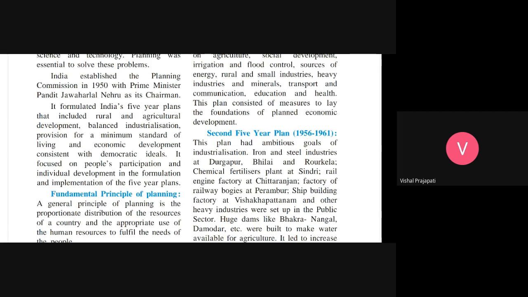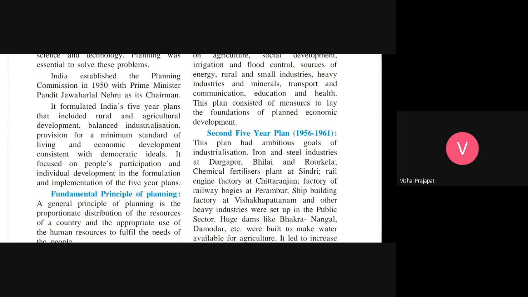So we were going to set the target for high productivity of rural and agricultural development, and balanced industrialization in India. This was also one of the objectives while formulating the 5 year plan for India. These things were taken into account while formulating the next 5 year plan for India.